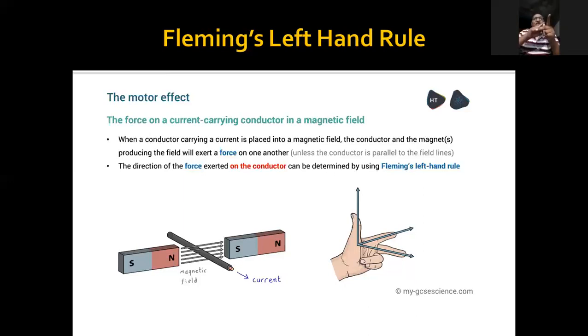So F, M, C. So you see the magnetic field is from north to south. The current is coming towards me. My thumb is pointing upward. It means that the conductor will experience a force in the upward direction. So by applying Fleming's left-hand rule, I'm able to predict in which direction the force will be exerted on the conductor, the current carrying conductor. This is called the force experienced. This is called the motor effect, and the direction of the force I can predict by Fleming's left-hand rule. I hope that is clear to you.